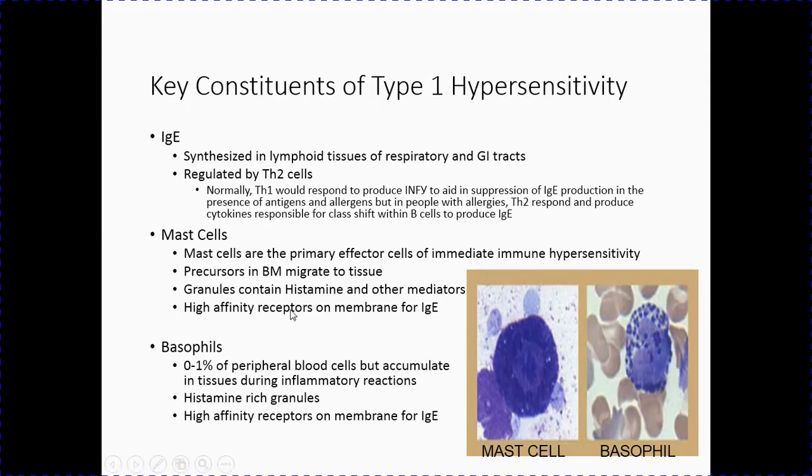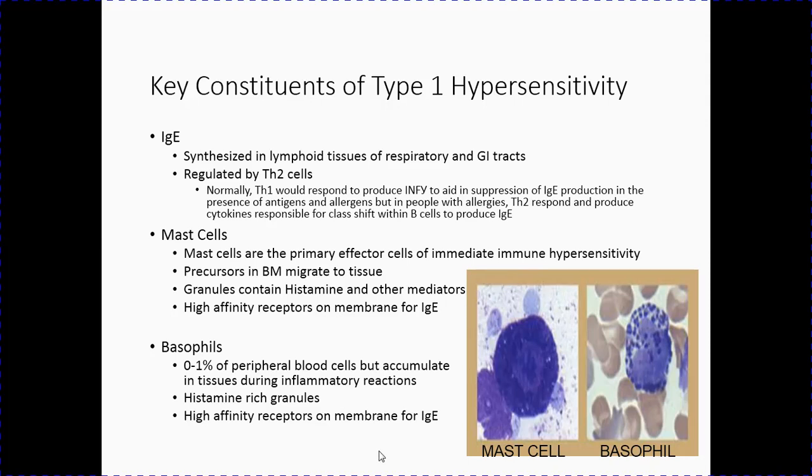And we're going to talk about this high affinity receptor in just a second. Basophils, on the other hand, are represented in very, very small numbers in the peripheral blood, but they can leave the vasculature and go into the tissues during inflammatory responses, where they accumulate, and they're going to take part in this immune response as well. Their granules also are very histamine rich, and they also have these high affinity receptors on their membranes for IgE. What do these high affinity receptors do? The purpose of these high affinity receptors, we're going to see in just a minute.